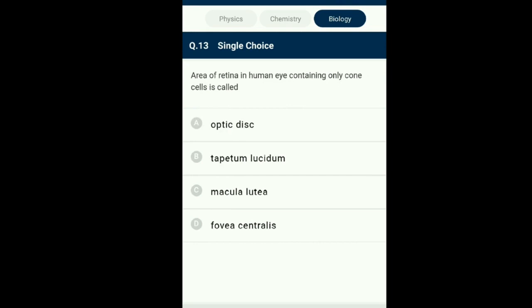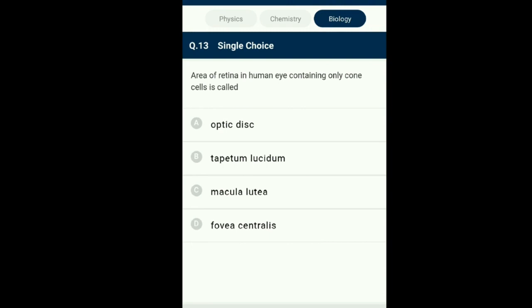Question number 13. The part of retina in human eye containing only cone cells is called. The innermost layer of the eye, made up of a thin, delicate and transparent membrane, is called the retina. It has 3 regions: optic disc, macula lutea and peripheral retina. The retina has several layers, including the layers of special cells called photoreceptors. Rod cells help with motion detection, low light vision along with black-white visuals.